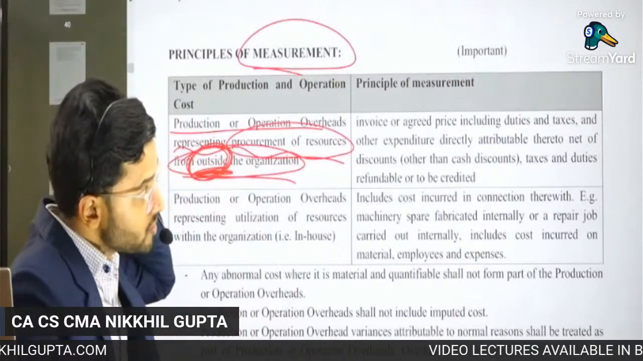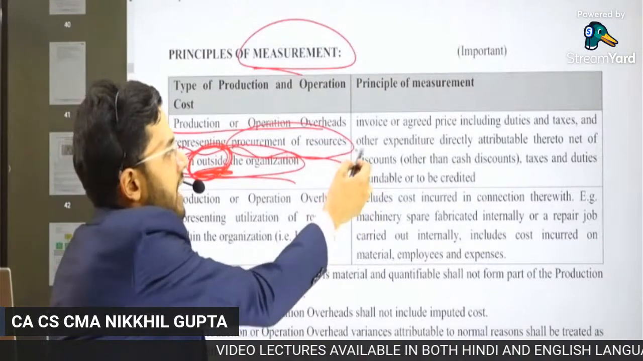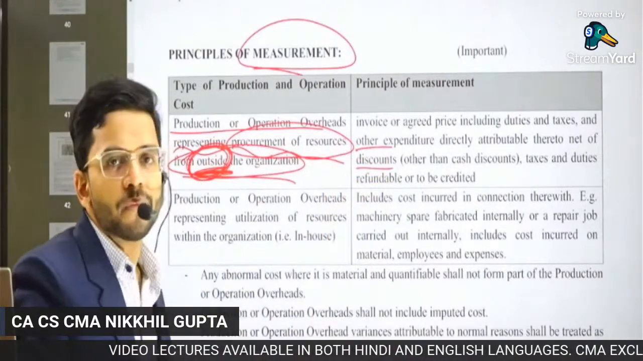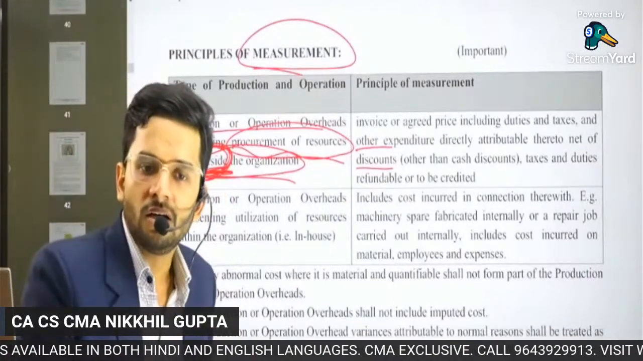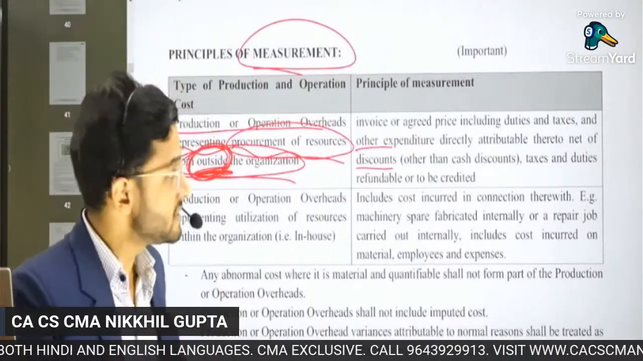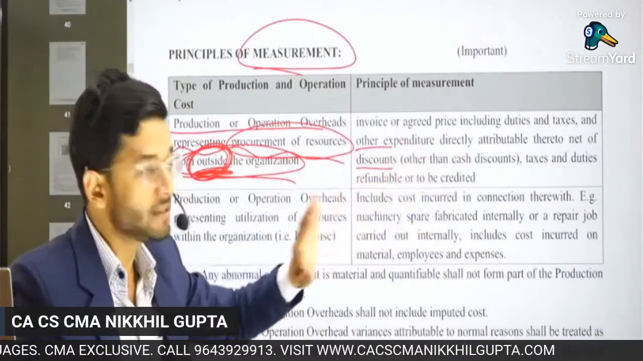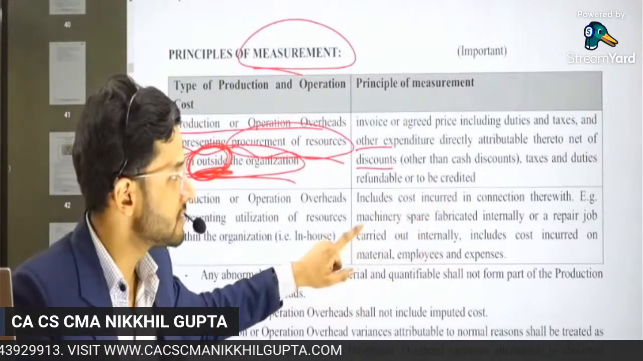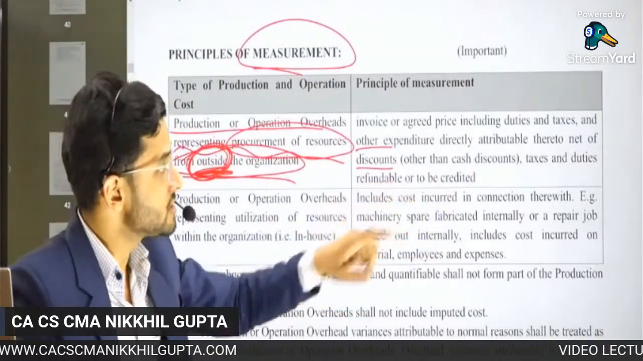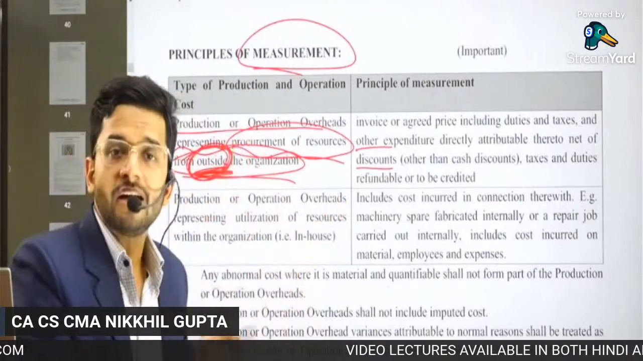It will be the invoice or the agreed price, including the duties and taxes and other expenditure directly attributable thereto, net of discount. So whatever total invoice or agreed price we have paid for incurring this particular expense, we'll add on all those expenses and we'll reduce any discount other than cash discount. Cash discount will not be reduced because it is in the nature of finance income. Tax and duties refundable or to be credited should be reduced. That is how our entire overhead will be calculated.